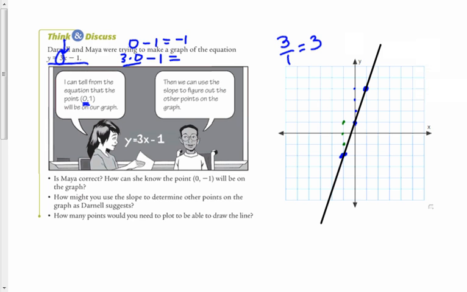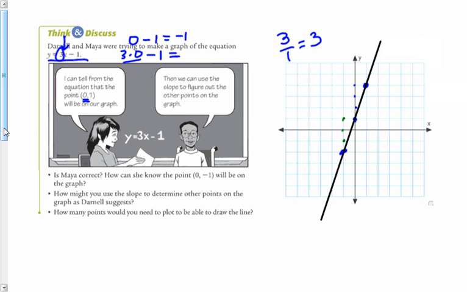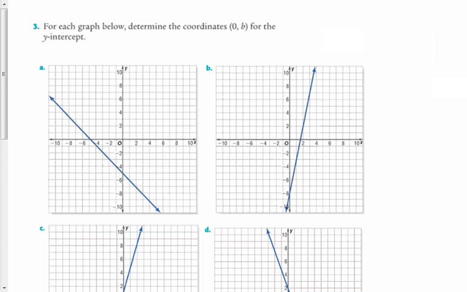All right. How many points would you need to plot? Well, you just need 2 points. 2 points determine a straight line. All right. So we're going to go ahead and go to number 3 on the next page.